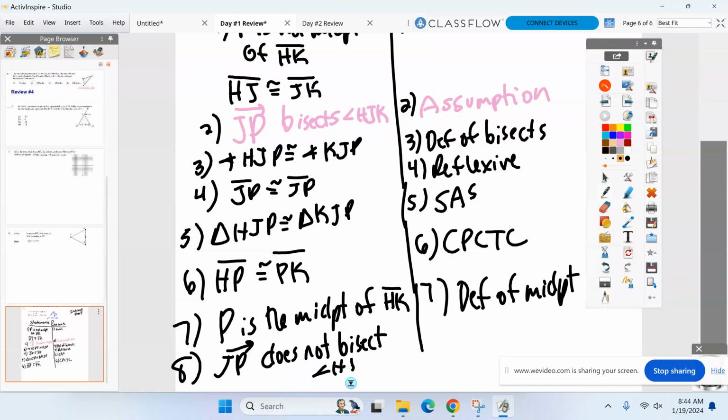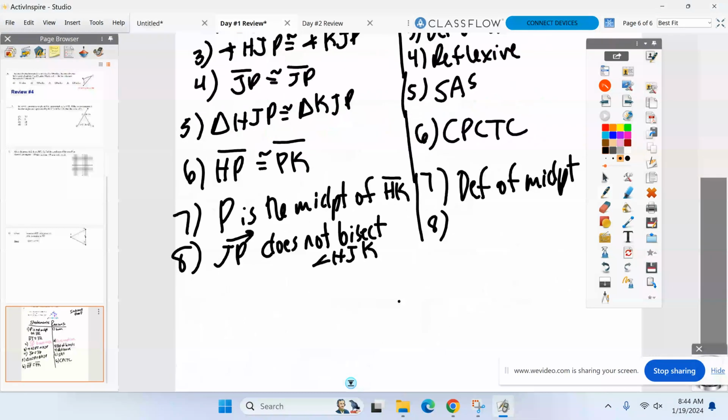HJK. Anybody remember that last line in every indirect proof? What did we just do here? Our assumption, what? There you go. Assumption led to a contradiction.